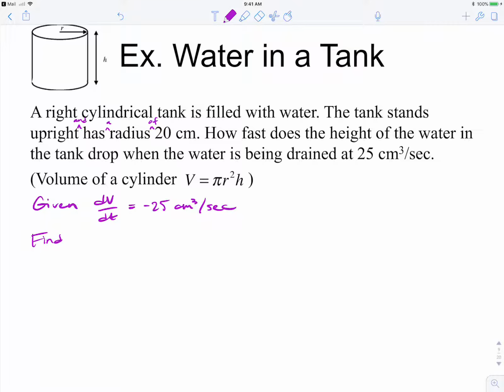And we are being asked to find the rate of change of the height of the water in the tank. And we'll expect that to be negative since it's implied. The question is asking how fast does the height of the water in the tank drop.